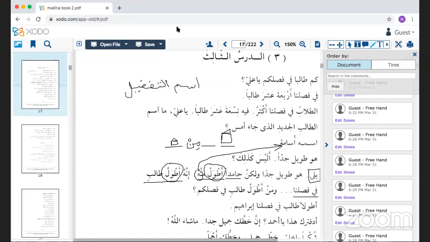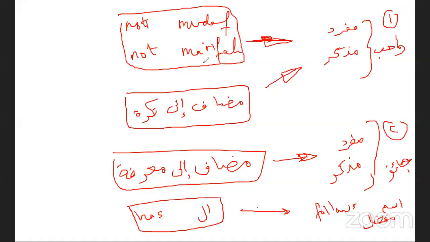So now we're differing. So we're going to go to that screen that we had earlier. Share screen, whiteboard. It is mudaf ila nakira. Can you see it? This one. What do we say? Wajib. Mufradun mudhakkar is wajib.